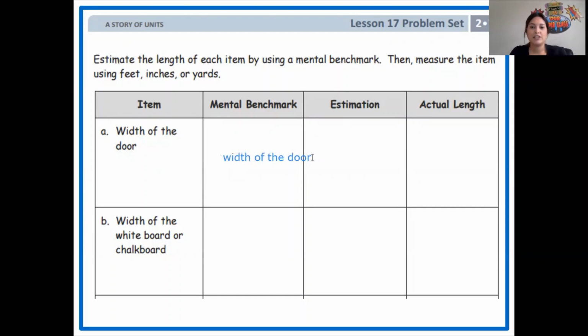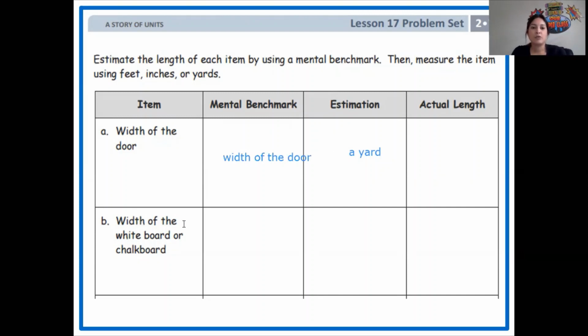And then your estimation about how much you think it is. So you guess, remember we guesstimate, we estimate, and then is it a little more, a little less, right? So I'm thinking, well, I already know that the width of the door is used to measure what unit? A yard, right? So my guess, my estimation is that it's about a yard long. And then you go and measure the actual length and figure out what it is.